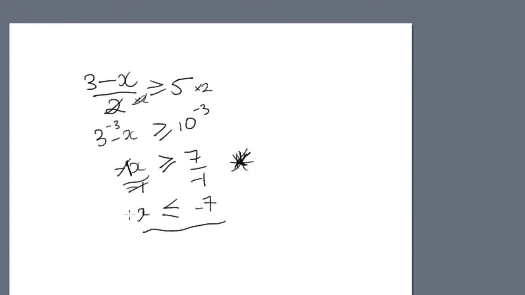So this is all the values on the number line. If we draw a quick number line here, we've got negative 5, negative 6, negative 7, negative 8, negative 9. This will be all the values of negative 7 and below.